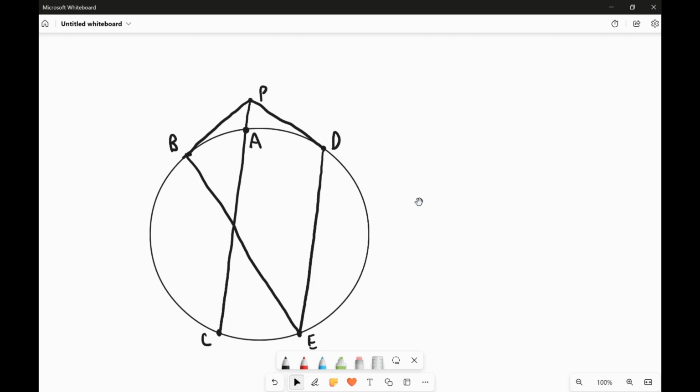Hello everyone, and in this video, we're going to be talking about a technique that can one-line this USAJMO problem, shown here. And it's a Problem 5, so this will be really interesting.